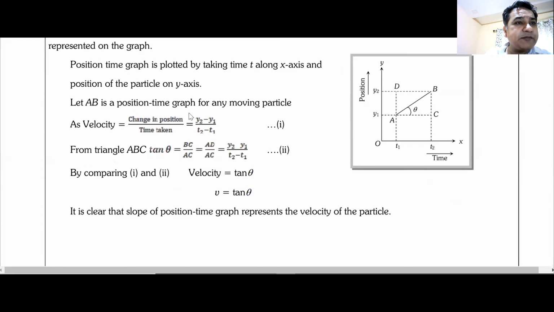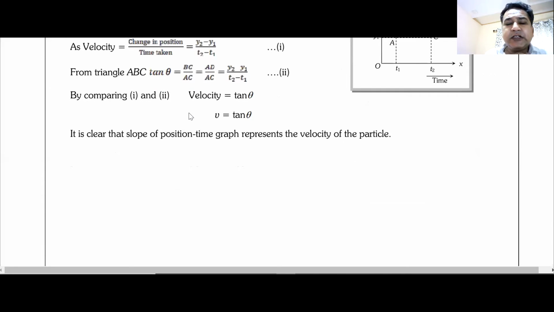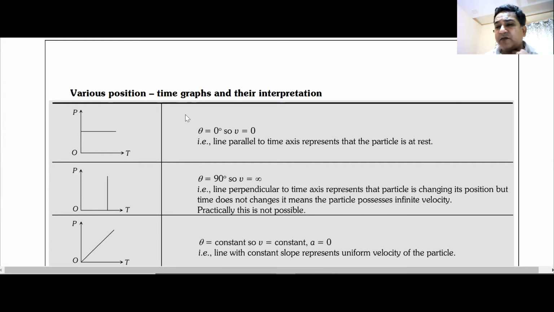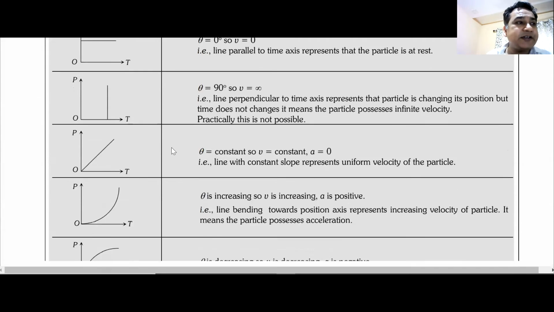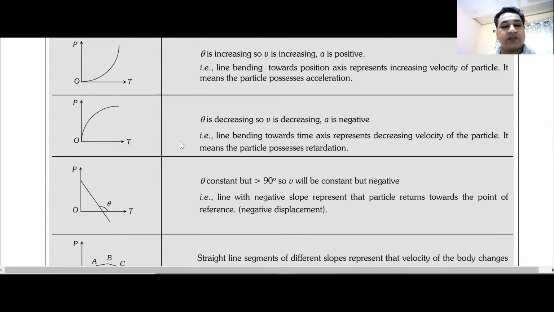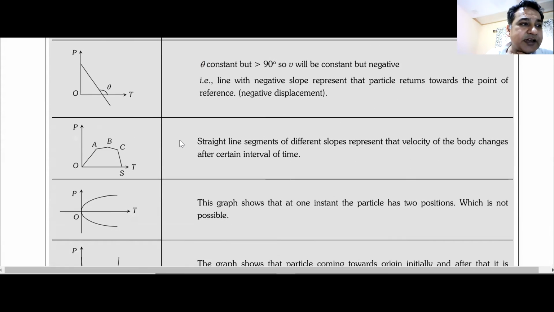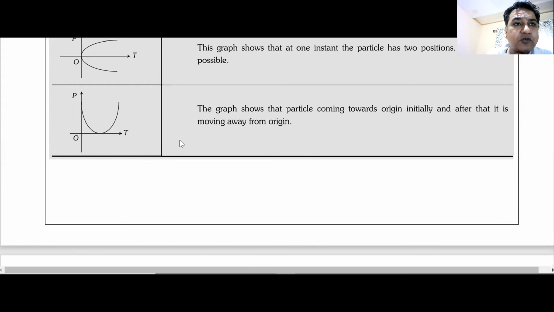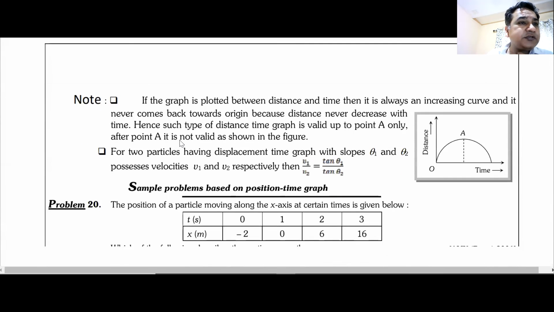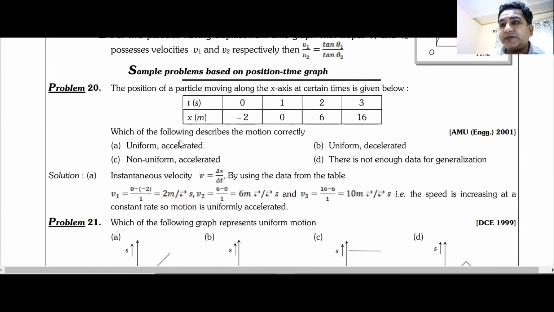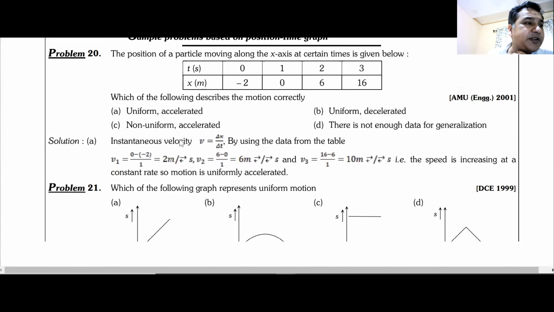Have a look at the position time graph, the slope of the position time graph. Everything is explained in great detail here. Then on the next page, you will find the different types of graphs that we have already discussed: the first graph where velocity is 0, the second graph where velocity is infinite, and the other cases. We have discussed all the cases. So I request that you go through all these graphs while you are at home, make good notes, and then there are some problems given in your notes, starting from problem number 20.